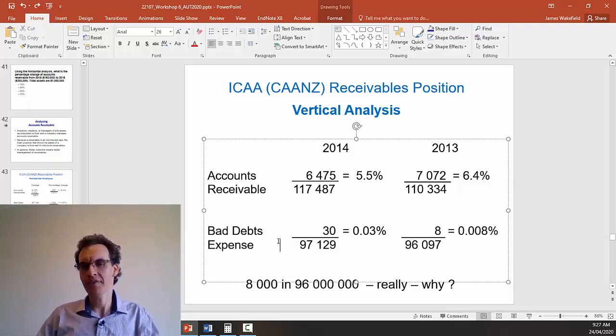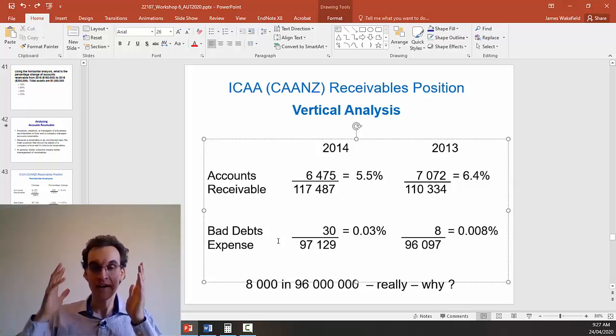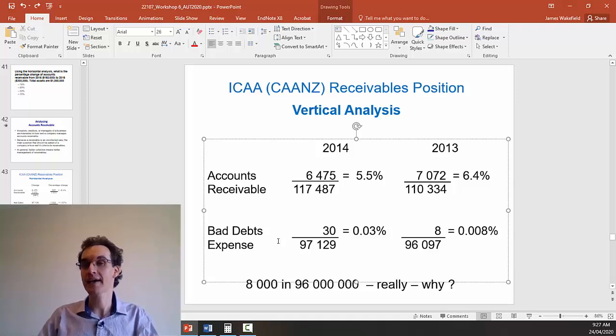Now, why are the bad debt expenses so low? Well, it could be the case that this organization is really good in following up members or customers in paying. It could also be the case because they are a professional organization, and if members don't pay, they are in effect not members, and therefore they can't practice as professional accountants, and so therefore they won't be able to earn an income. So therefore also makes sense that they pay up.